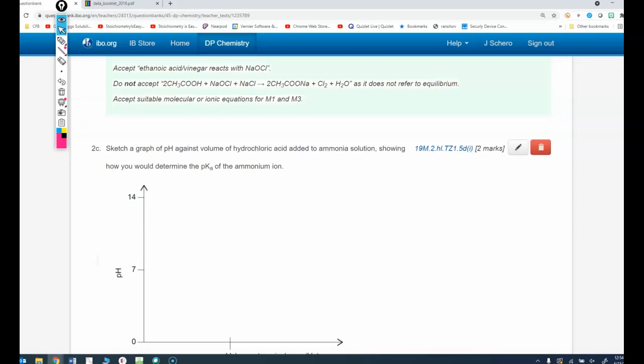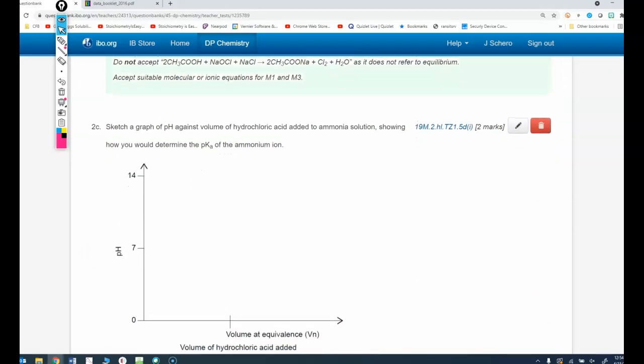Okay, so here we are. Sketch a graph of pH against volume of hydrochloric acid added to an ammonia solution, showing how you would determine pKa. All right, so hydrochloric acid is the titrant. It is in the burette, and the ammonia solution is being titrated into, it is in the beaker. So that means we have to recognize what we have. Hydrochloric acid is a strong acid, ammonia solution is a weak base. So that means that we are going to start somewhere around, and I'm going to guess that this is somewhere around 10 to 11.